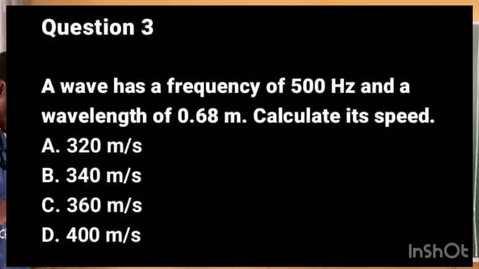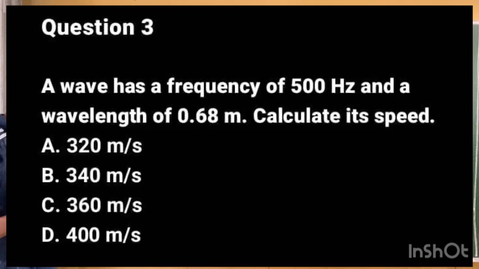Question 3 says, a wave has a frequency of 500 Hz and a wavelength of 0.68 meters. Calculate its speed. Option A, you have 320 meters per second. Option B, you have 340 meters per second. Option C, you have 360 meters per second. And option D, you have 400 meters per second.